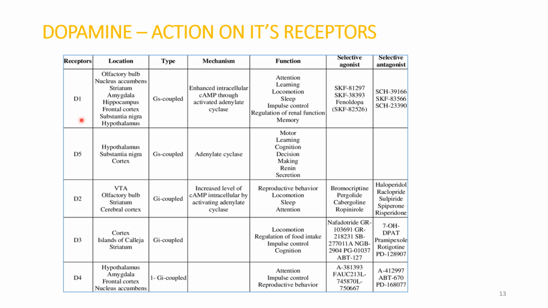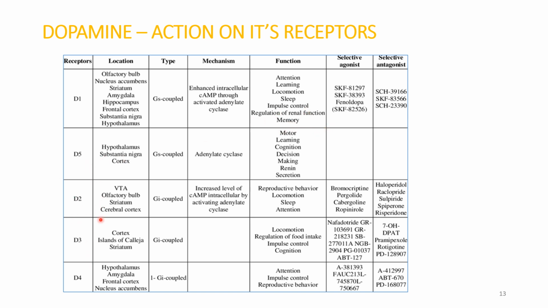Then what are the receptors? D1 receptors are present in the olfactory bulb, nucleus accumbens, striatum, amygdala, hippocampus, frontal cortex, substantia nigra, hypothalamus. All these will contain D1 receptors. They are G stimulatory. So all these are metabotropic receptors. They are Gs coupled receptors. What is the mechanism? There will be increased cyclic AMP. What is the function? It will lead to attention, learning, locomotion, sleep, impulse control, regulation of renal function and memory.